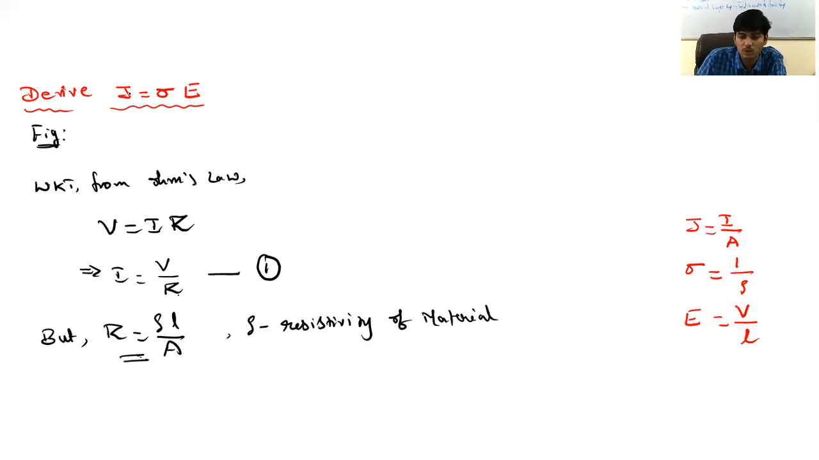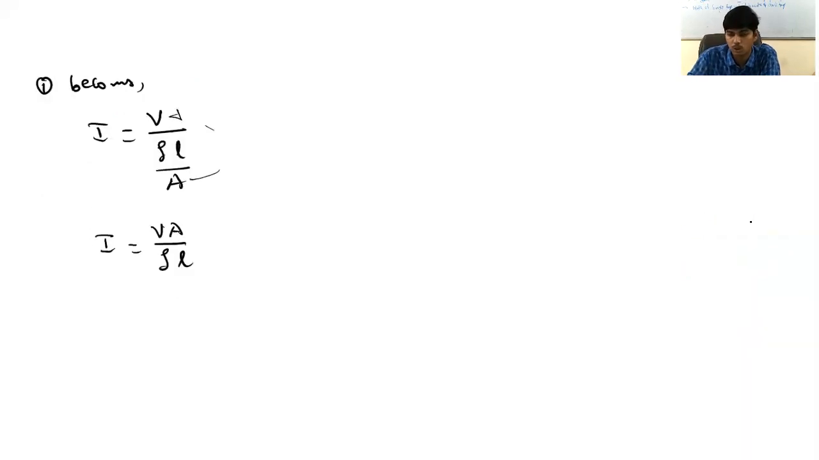Here we are asked to derive J is equal to sigma E. In the LHS, I want J. We know what J is: J is called current density and is defined as the amount of current flowing per unit area normally. So if I can have I by A in the LHS, I can write it as J. So I bring this A from the RHS to the denominator of the LHS, in the sense that I'm just dividing both sides by A. This becomes I by A is equal to V divided by rho into L.